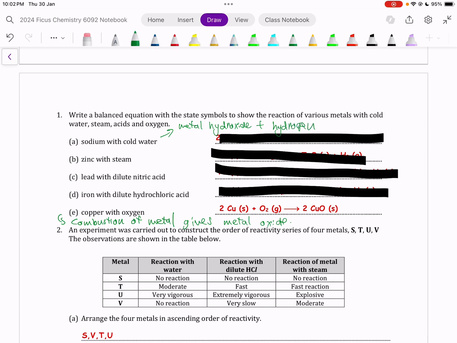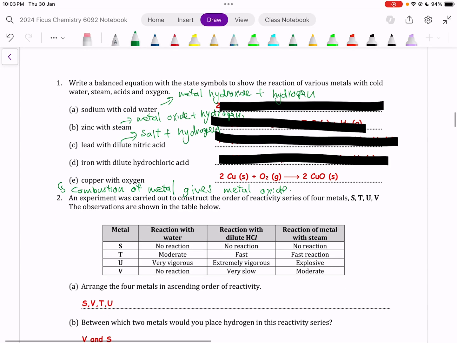Metal hydroxide plus hydrogen. The next one is metal and steam. It gives you metal oxide plus hydrogen. So all of it somehow produces hydrogen. Then metal plus acid. This case can proceed, because you produce lead-2 nitrate, which is soluble. That's why this reaction can proceed. Alright, so you go and do up.